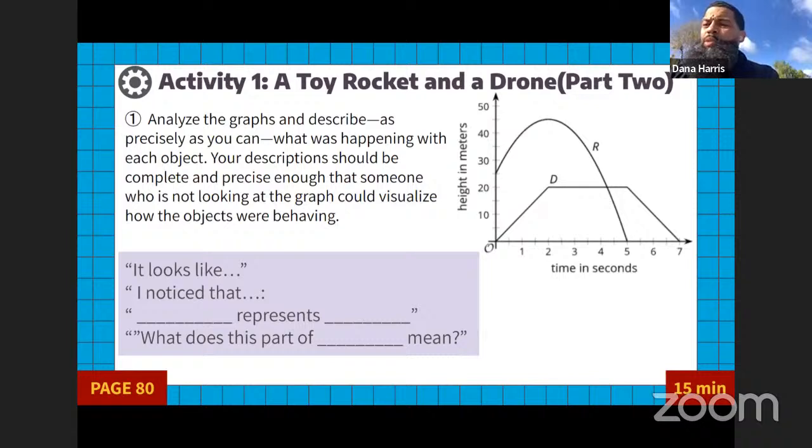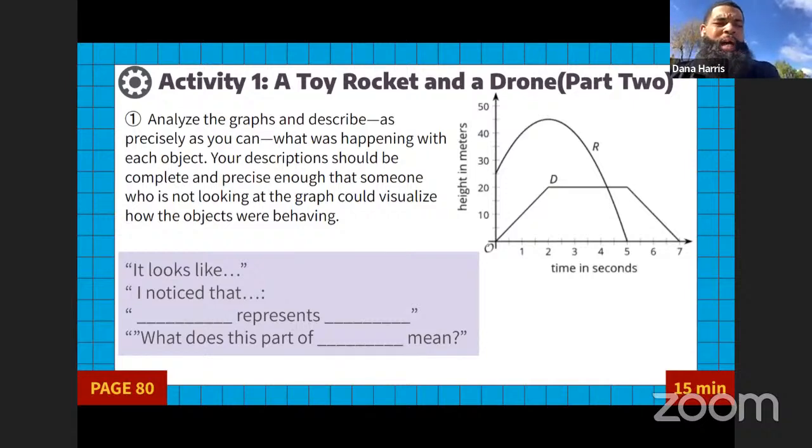And so you may want to ask yourself questions such as, what does this part mean? For example, what does this flat part mean right there? Or what does this mean here when it goes up at a certain point and then starts to come back down? So these are questions that you want to think about while you're looking at this, okay?